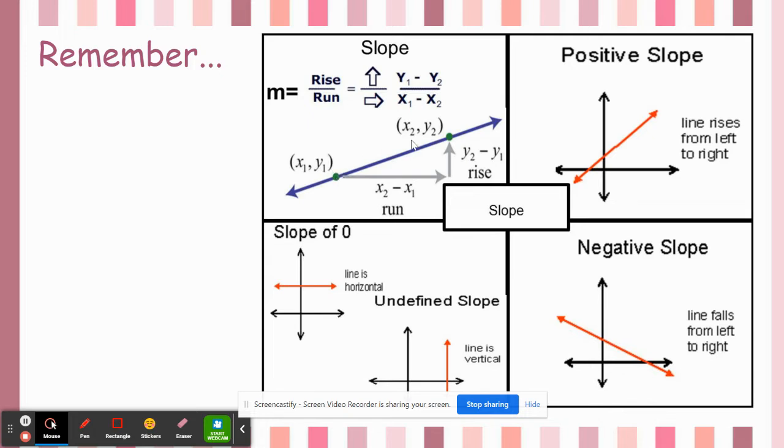I could have also gone from this point up. So I could have gone rise up, which is positive, and to the right, which is also positive. So whether I go up positive, right positive, or down negative, left negative, it will still simplify to positive slope. Positive slopes again go from left to right, moving upward, versus negative will be moving downward from left to right. Flat lines with no steepness, that's called a horizontal line that has a slope of 0, whereas a vertical line has an undefined slope.